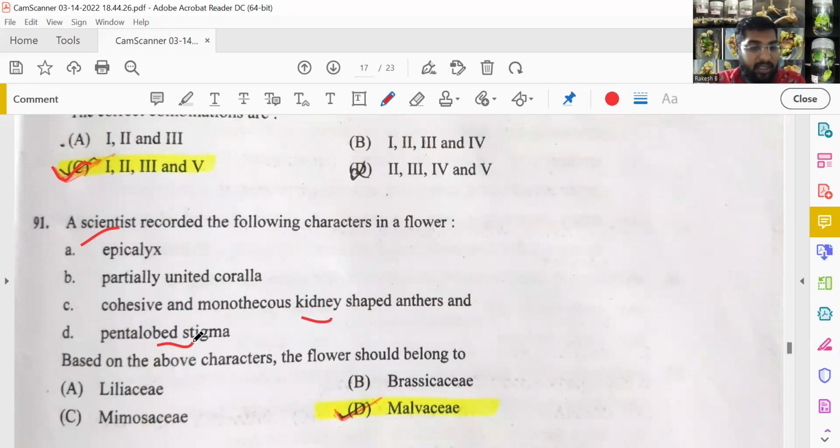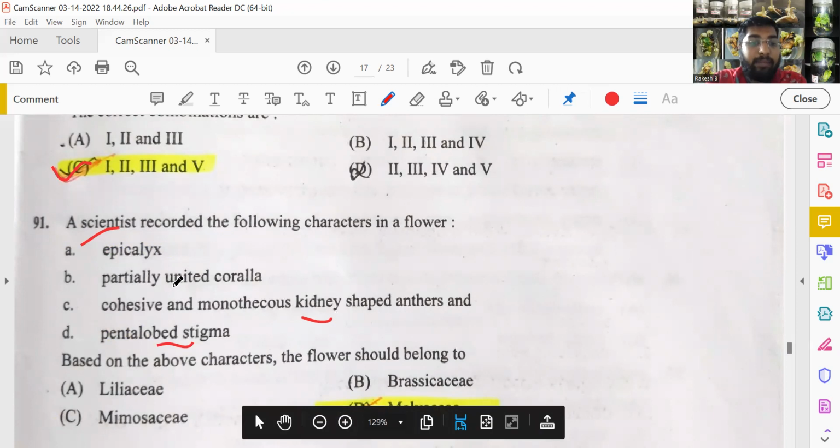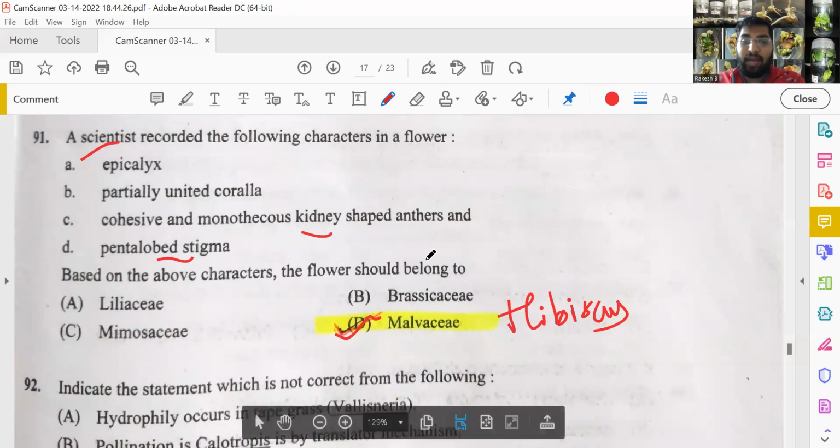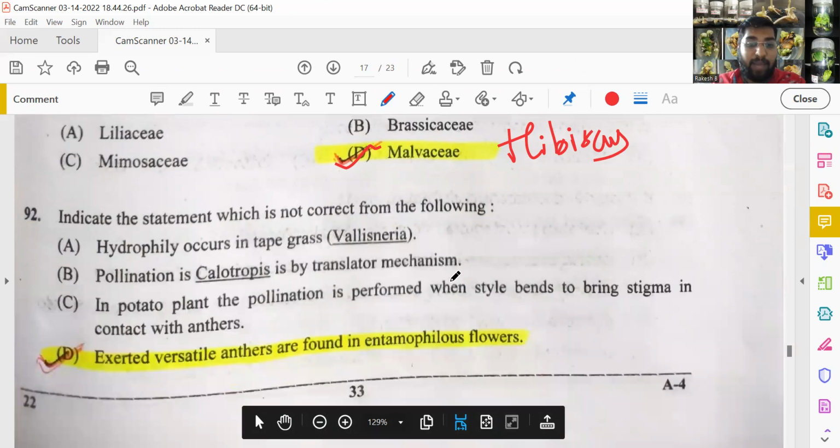Pentalobe stigma is also present in Malvaceae. And partially united corolla is also present in Malvaceae, the hibiscus family. So if you remember one flower from each family, like the hibiscus, then this becomes very easy. It is the hibiscus family, Malvaceae, that has this particular characteristic. So you can classify it under Malvaceae.